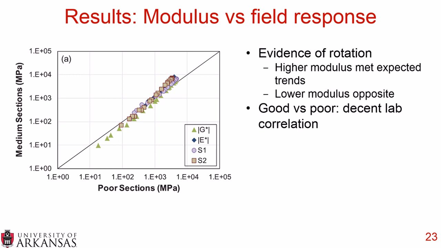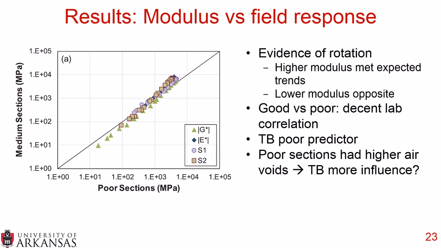And the good versus the poor, we had decent lab correlation, but you can see here the medium versus poor, and then the good versus medium, we didn't have very good lab correlations. We also felt that the torsion bar was a relatively poor predictor, especially compared to the IDT. And we felt that the poor sections had higher air voids. Well, that was calculated. The poor sections did have higher air voids. And we felt that maybe the torsion bar saw and quantified that a little more in the modulus values.